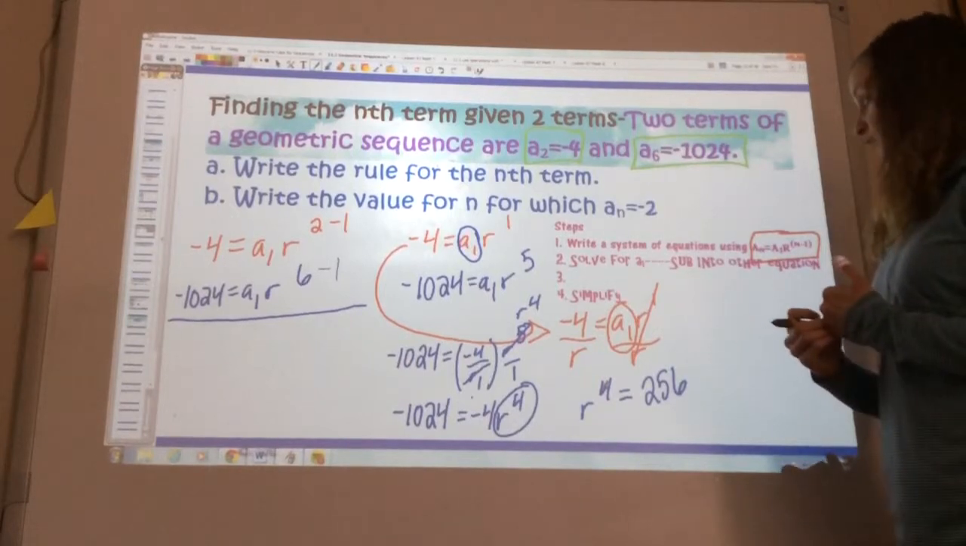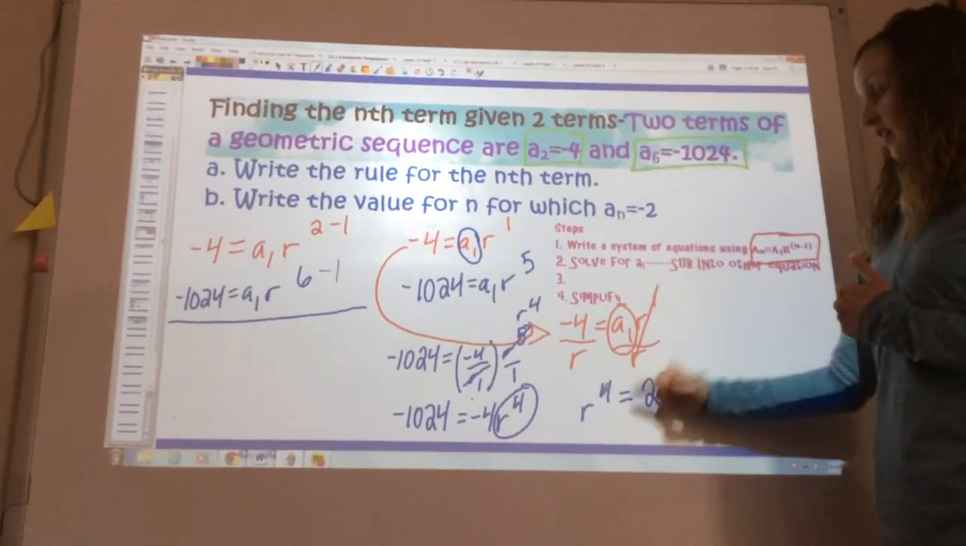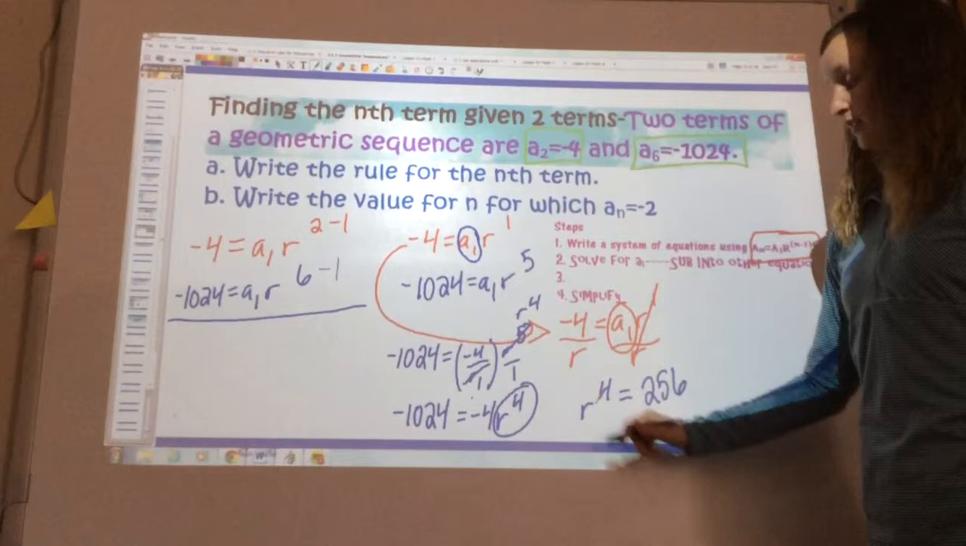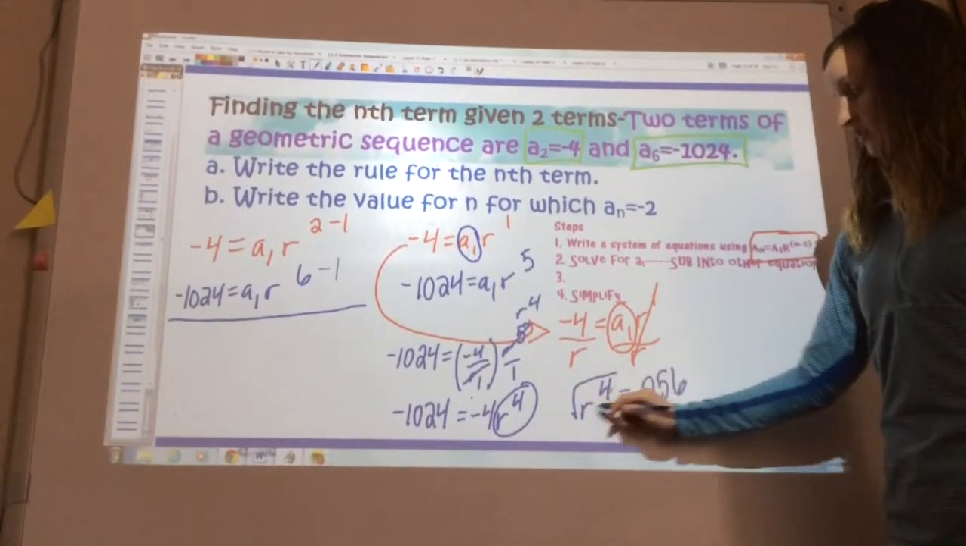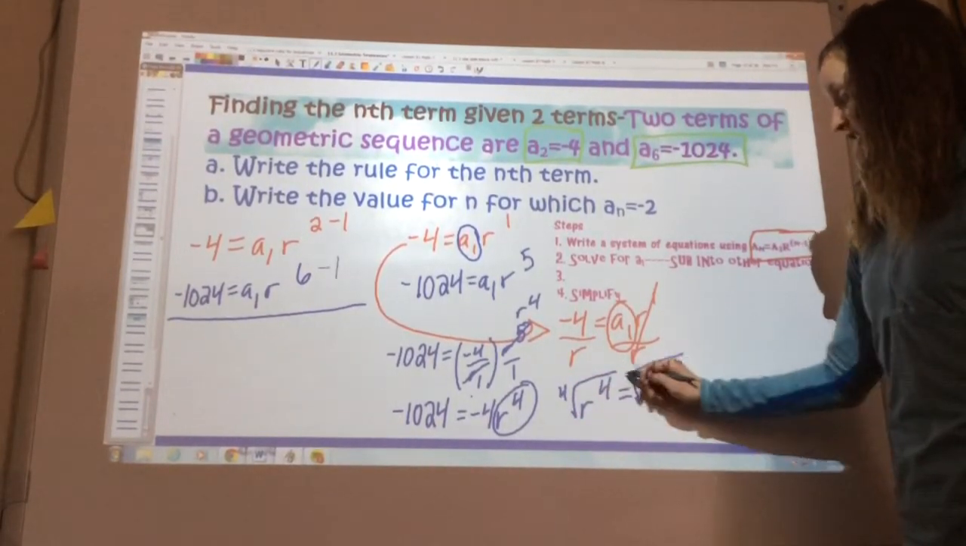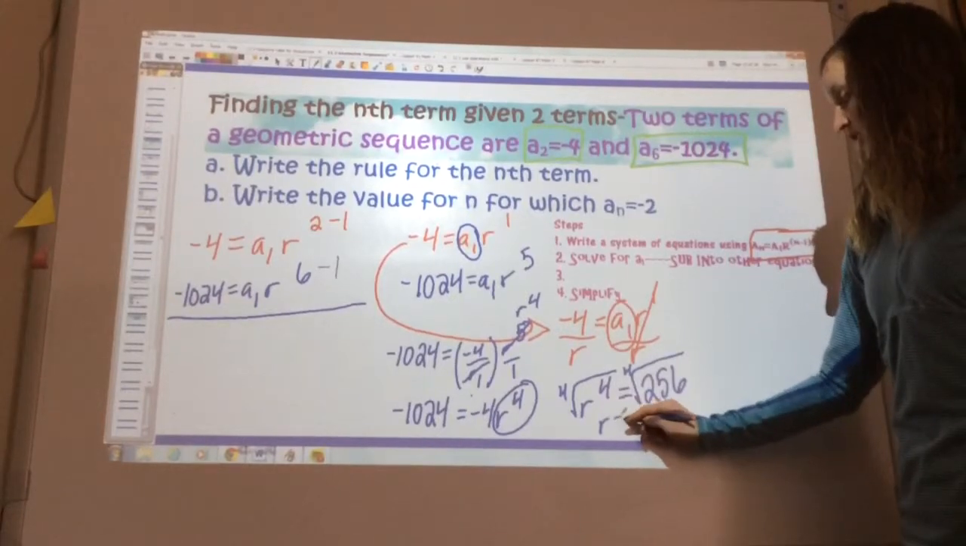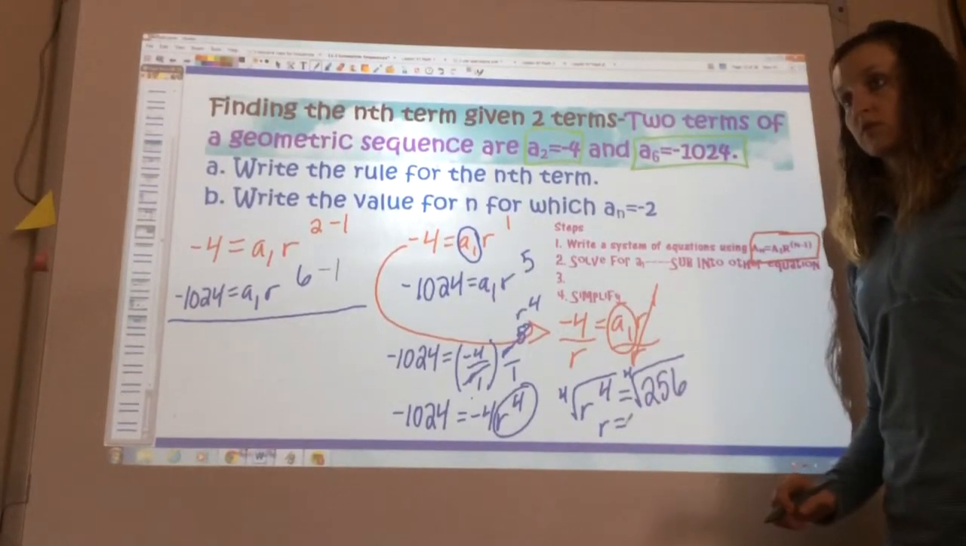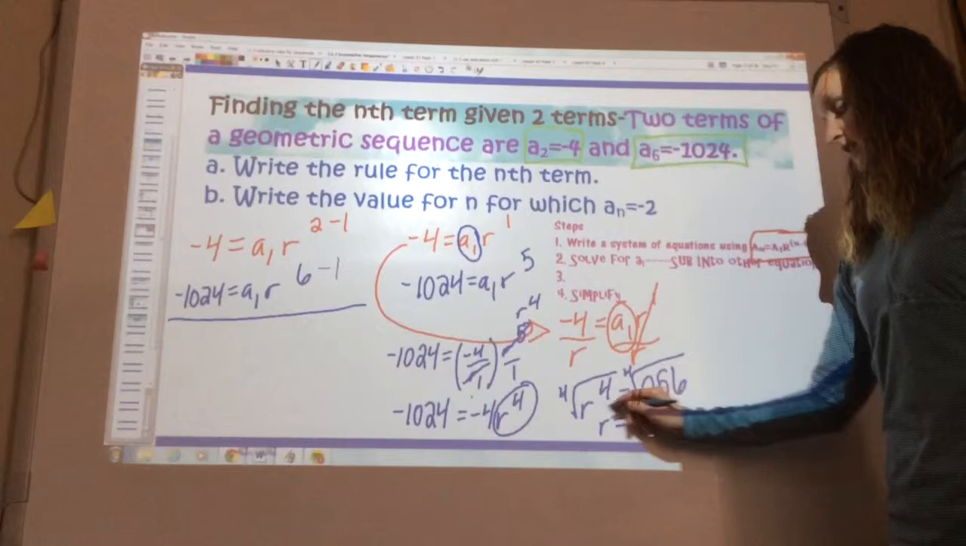Now, do we even care about r to the fourth? No, we need to find a sub 1 and r. So how do we get r by itself then? Take the fourth root of both sides. Very good. And when we take the fourth root of both sides, you're going to get r is equal to?